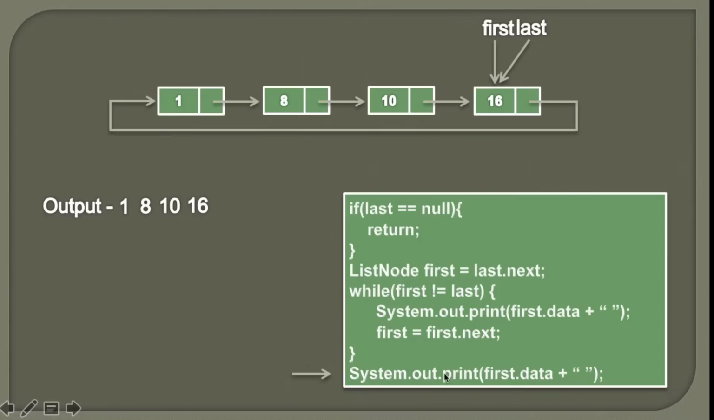So when we print the data associated with the fourth node, we are sure that we have traversed all the nodes and we have printed the data associated with the respective nodes. So friends, we saw the demonstration of the algorithm. Now let's move to Eclipse and see the working of the code.